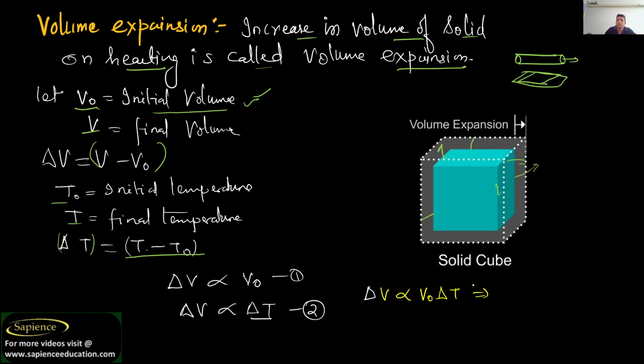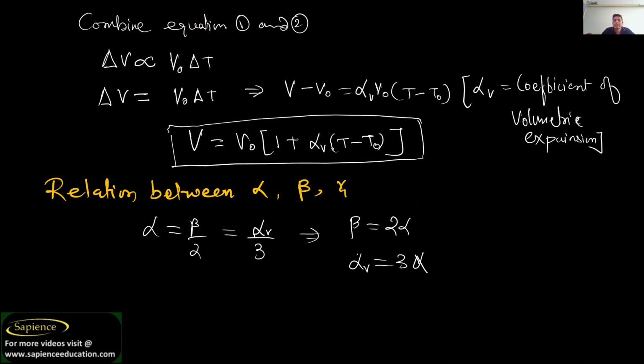And if you remove this proportionality, you can write change in volume is equal to the proportionality constant, that is gamma, into V naught into delta T. So what is gamma? Gamma is the constant of proportionality, and it is called the coefficient of volumetric expansion. So as we have earlier discussed, change in volume is directly proportional to V naught and delta T.